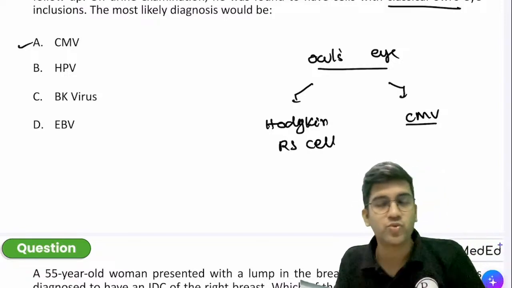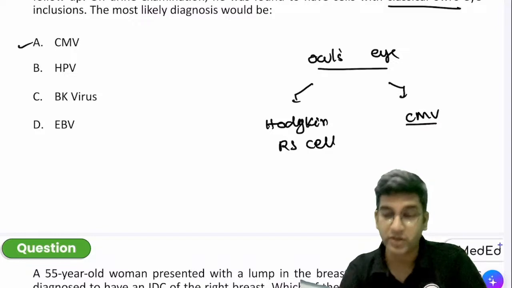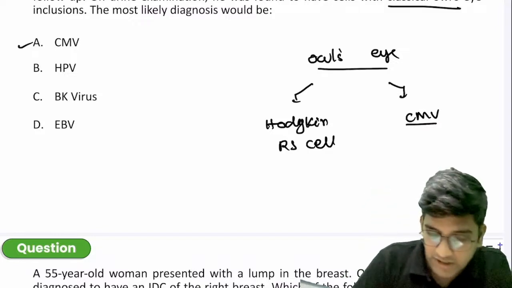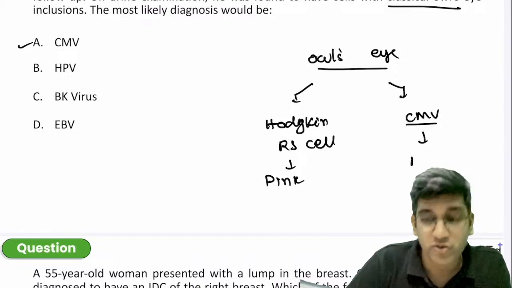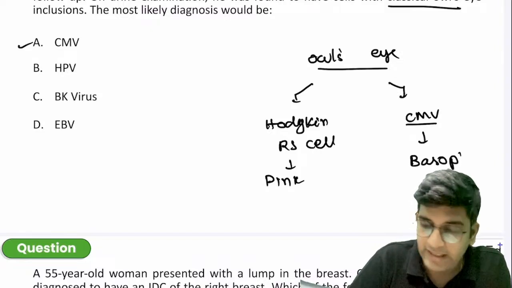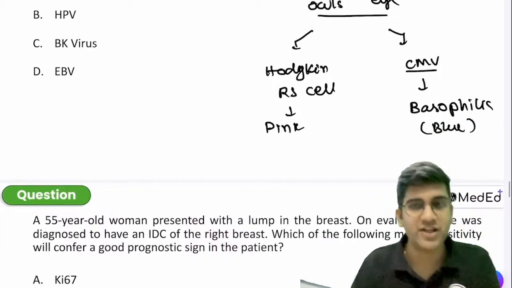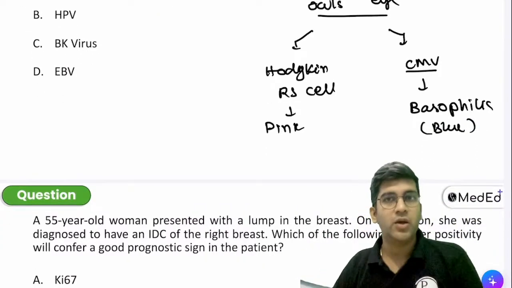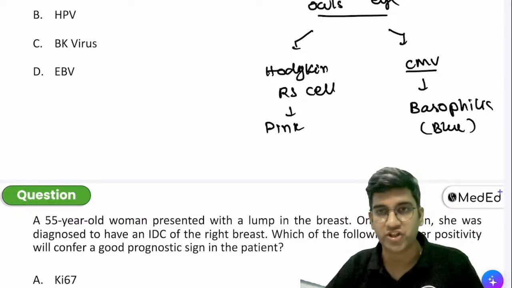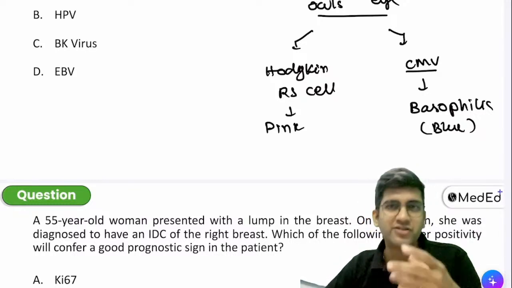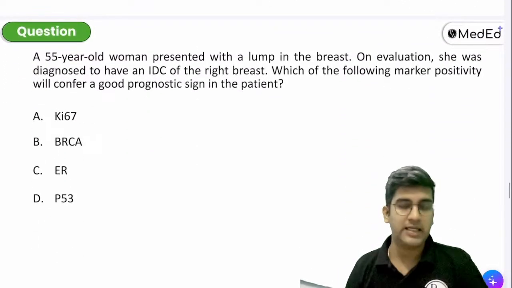How do you differentiate these two? How do you differentiate Hodgkin's and CMV? Hodgkin's owl's eye is pink in color. CMV is basophilic, blue in color, right? Generally, you will not be required to differentiate this because Hodgkin's and CMV are not differential diagnoses, right? One inclusion will be basophilic, that is your CMV, and this will be pink in color, that's your Hodgkin's, right? Perfect. But it's not a differential diagnosis. If it's just a spotter, you need to know the difference. Fine. Okay. Next.